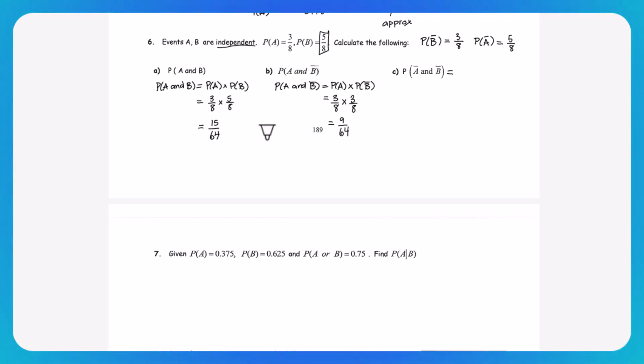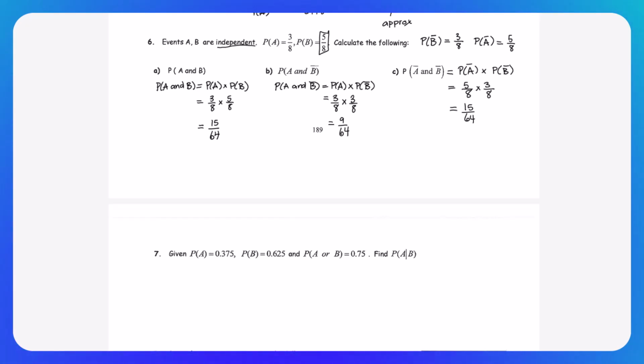Now, the next one, well, let's just write our formula from this one. So the probability of not A times the probability of not B. Well, not A was 5/8. Not B was 3/8, which equals 5 times 3, which is 15/64.